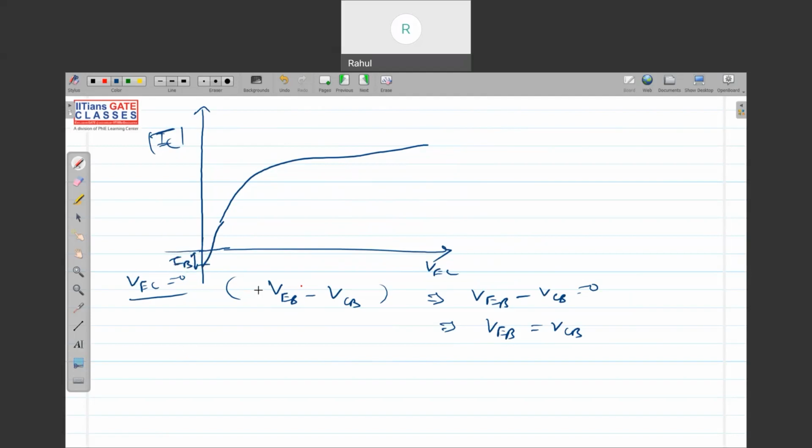Okay. Now, what is the condition now? If you go on increasing the VEC, so VEC will be greater than 0. Then at some point it will reach a point where IC is equal to 0. Okay. So let us see how this happens.